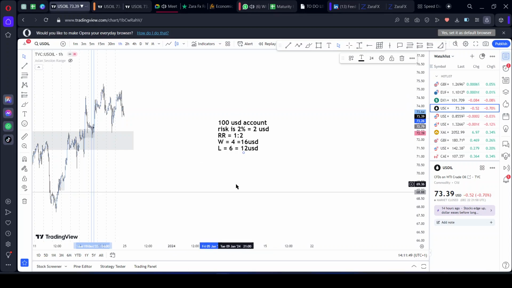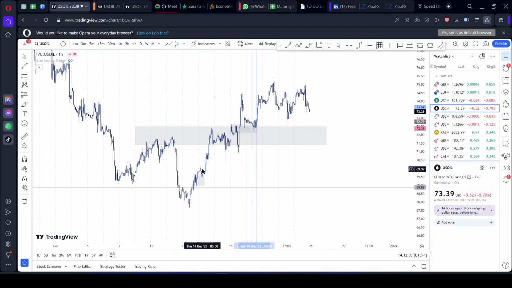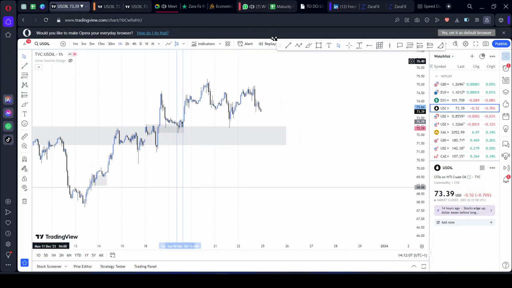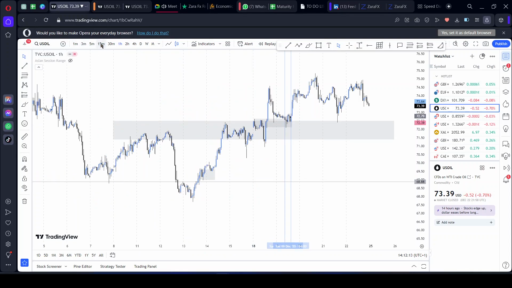Based on our trading strategy, the minimum risk to reward that we catch is 1 ratio 2.5. Our target is minimum 1 ratio 2.5. There are times we do 1 ratio 2, right? For example, let's measure this US oil trade that we looked at yesterday. Let's see what it would have given us.